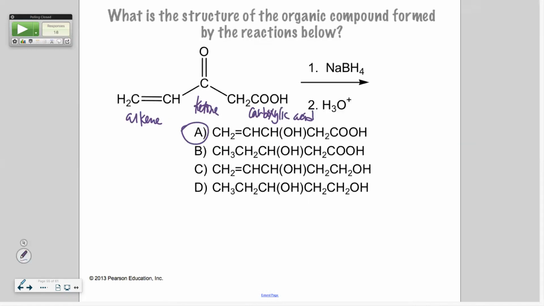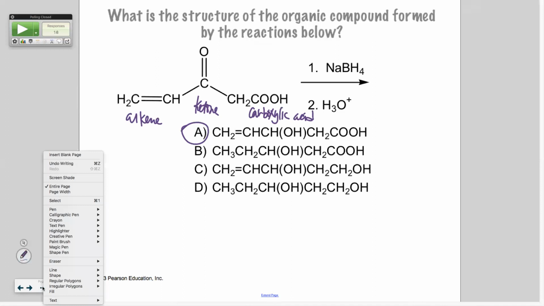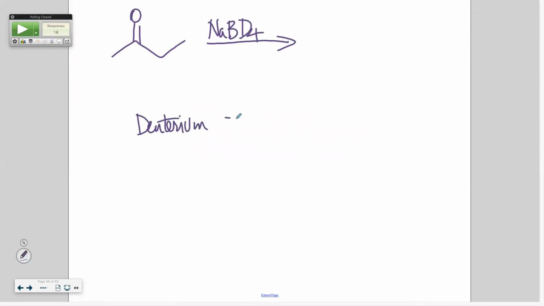Okay. I'm going to add a slide because I keep wanting to tell you about something and it's not here. All right, look at this compound. We're going to reduce that and we're going to use, instead of sodium borohydride, NaBD4. What's D? Deuterium, okay? So you remember what deuterium is? Besides D, what is that? It ain't on the periodic table, is it?